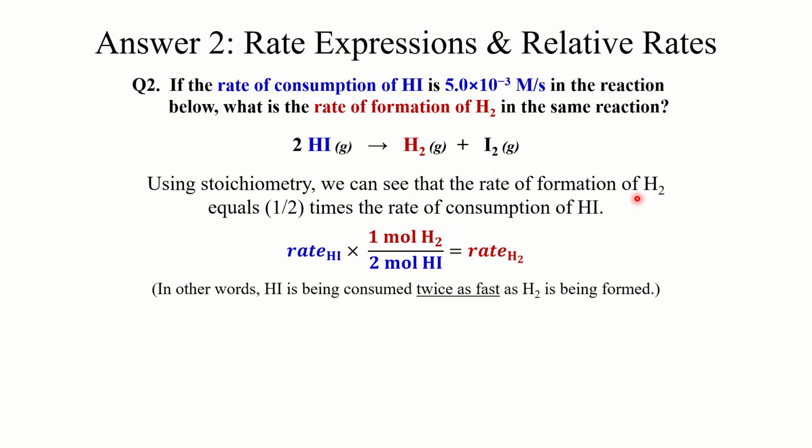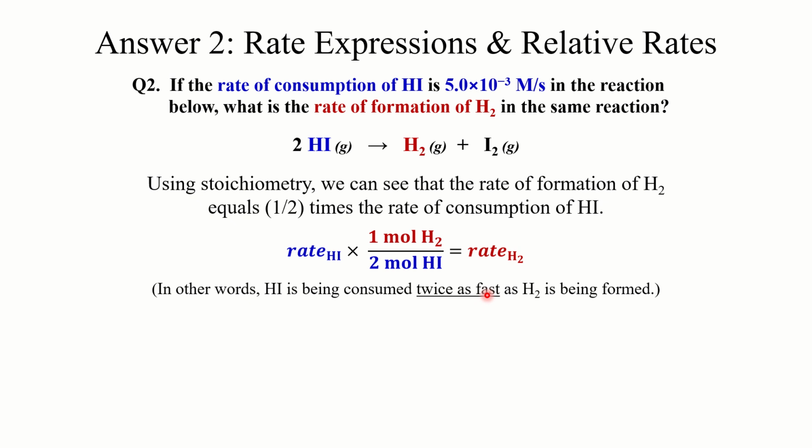Using stoichiometry, we can see that the rate of formation of H2 is equal to half the rate of consumption of HI based on these coefficients, right? We have a coefficient of 2 here and 1 here. So we can say then that rate HI times 1 mole H2 over 2 moles HI equals rate H2. In other words, HI is being consumed twice as fast as H2 is being formed.